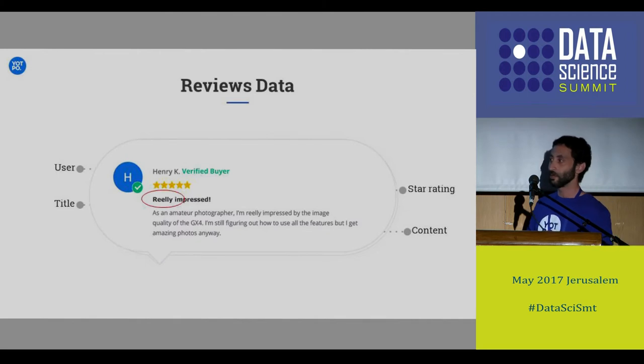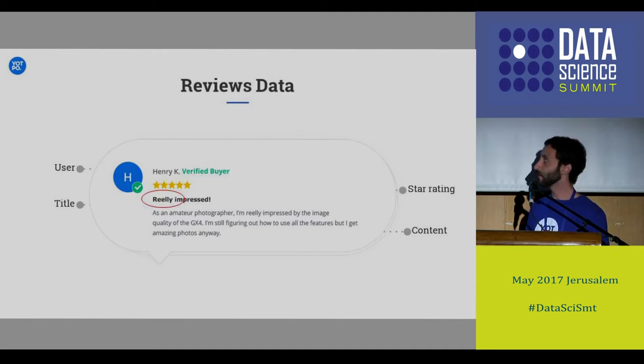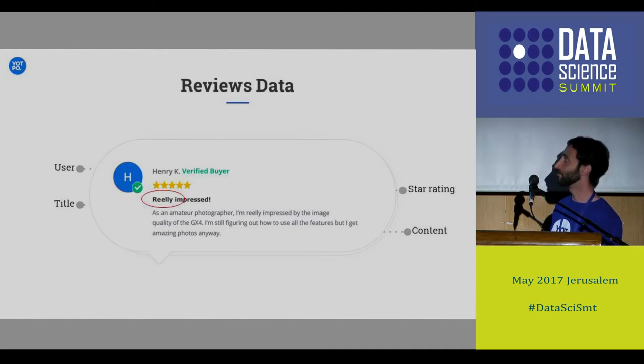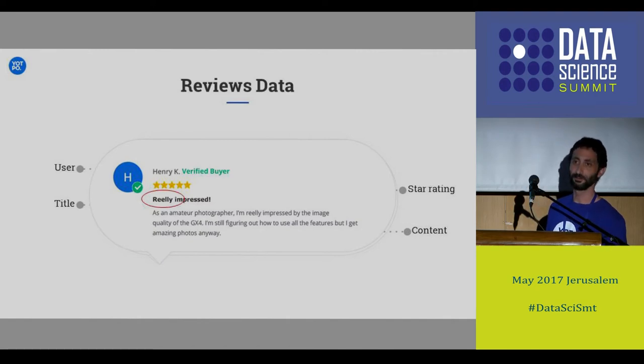So how does our data look like? Well, it's composed of several fields. First of all is the user and a tag indicating if it's a verified buyer or not, followed by a star rating from 1 to 5, and a title and a content. Title and content are free text fields, obviously, which means they are highly unstructured. In fact, they're so free that this is a typical review. They're free of grammar, of correct English. We need to deal with it.